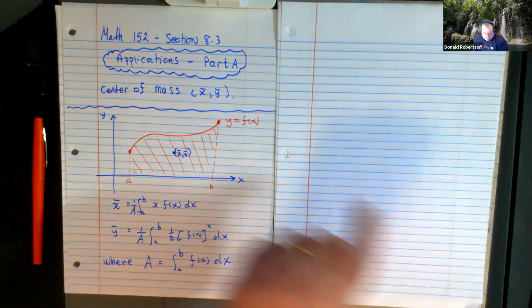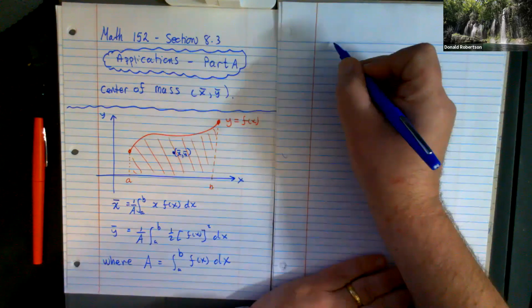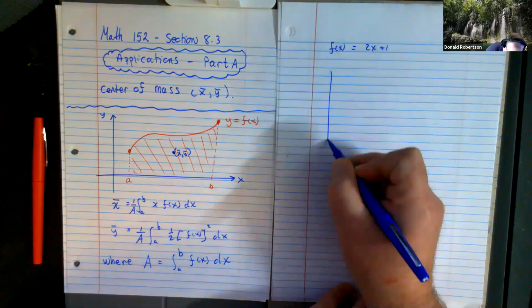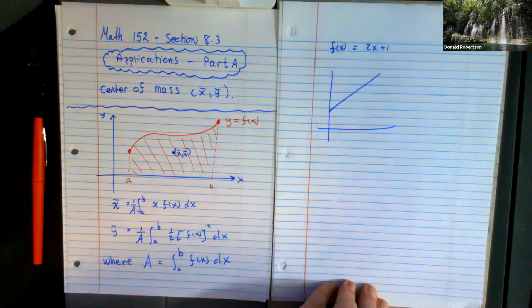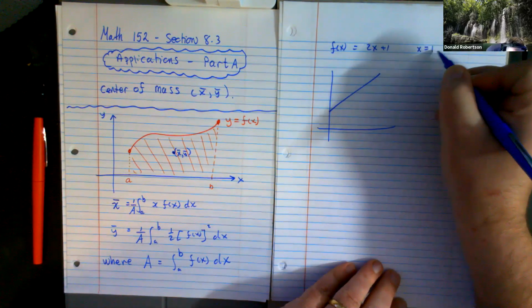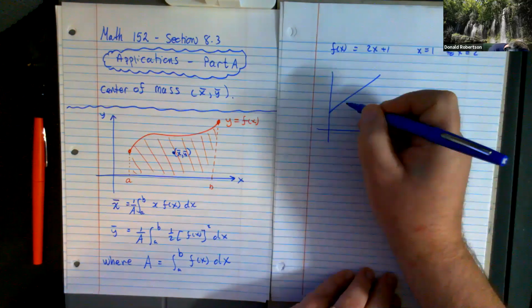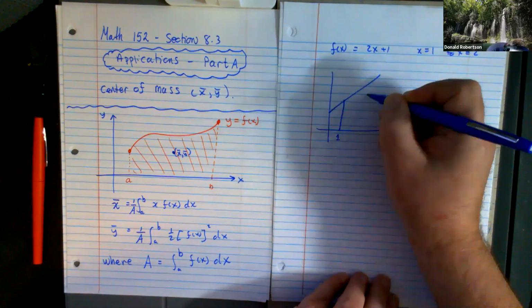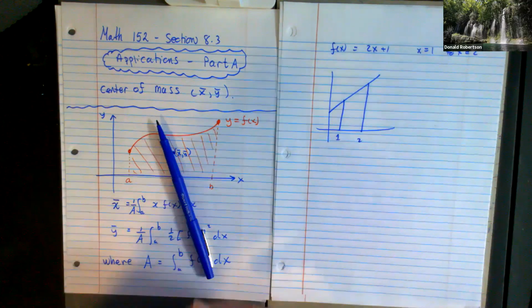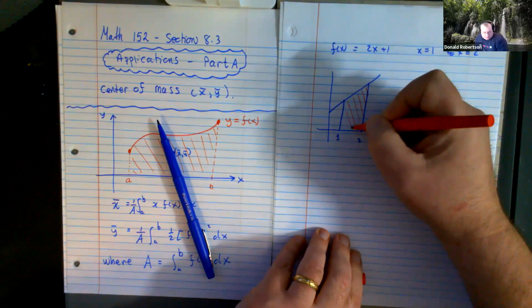shaded area. So imagine that you had a function 2x plus 1. So I'm going to draw it, looks like that. And we're doing it from x equals 1 to x equals 2. So imagine there's x equals 1 here and there's x equals 2, right? And we're being asked to find the center of mass of that shape.